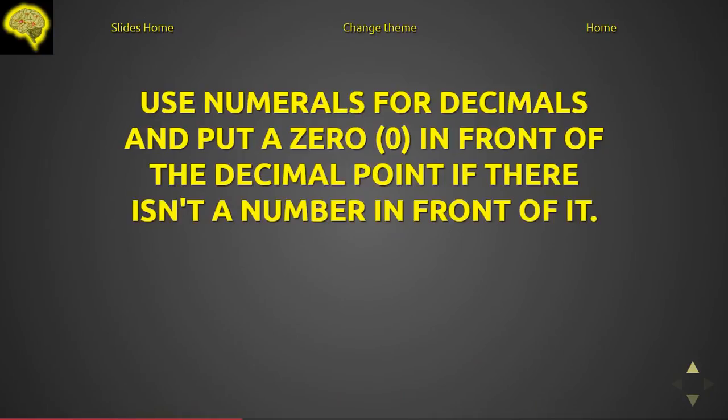You also use numerals for decimals, and you should remember to put a 0 in front of the decimal point if there isn't a number in front of it. So if your number is less than 1, then you would need to put a 0 where the 1 would normally go. So here are some examples. 0.3221, 3.1428, 223, and 0.000988.